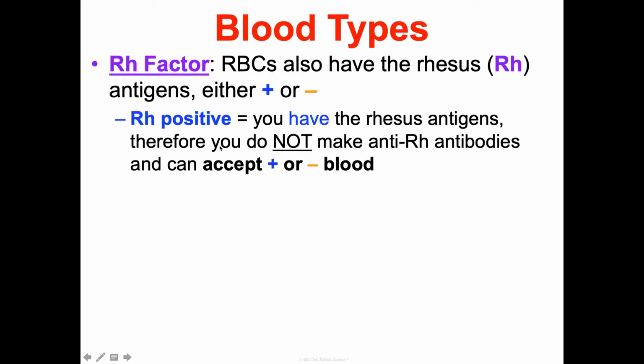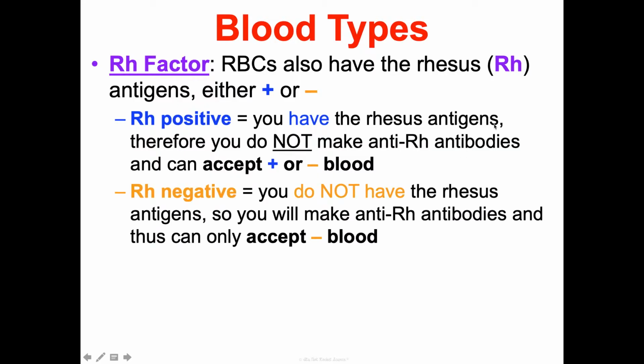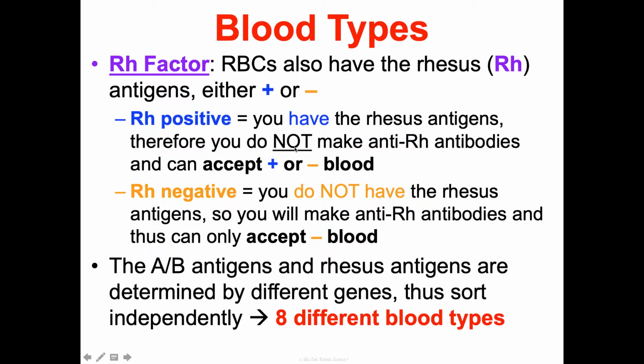So you're not going to make anti-Rh antibodies, which means you wouldn't attack positive or negative blood because you're not making something that would attack them. If you're Rh negative, you do not have the rhesus antigens, so you will make anti-Rh antibodies, and thus you could only accept negative blood because your body would see the positive as a foreign object.